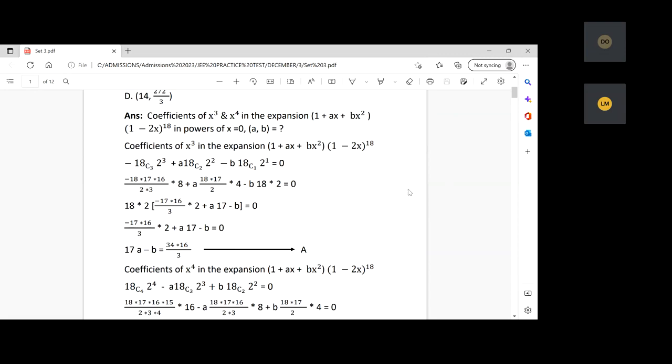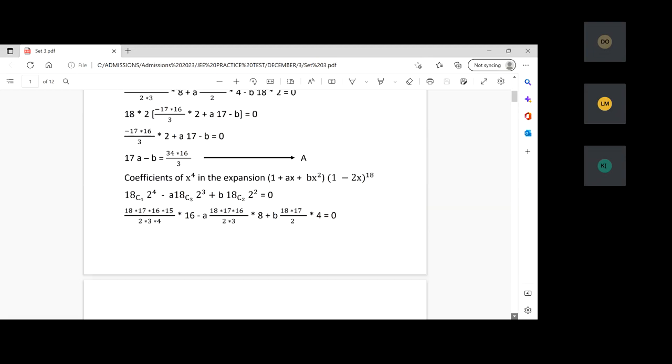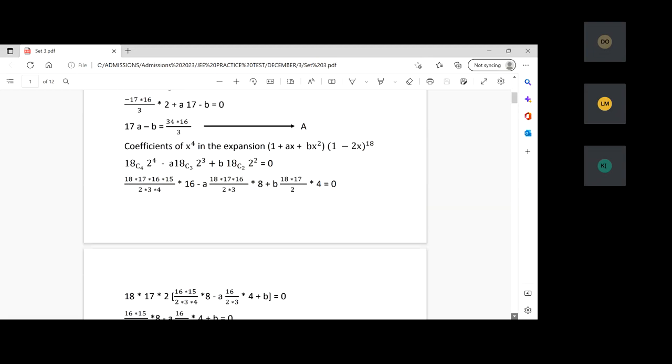In the first case, when we are equating, the coefficient of x cube will be 18C0, 18C1 2x plus 18C2 2x square, so it will be minus 18C3 2 cube, plus a into 18C2 2 square, minus b into 18C1 2. So solve this. You have an equation, name it equation 1. You have two unknowns, a and b, which you have to find out after solving.